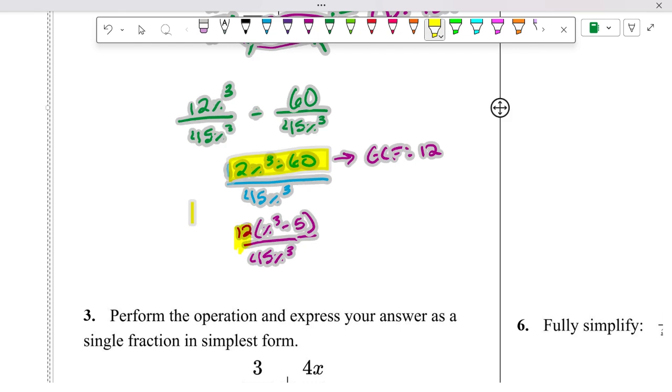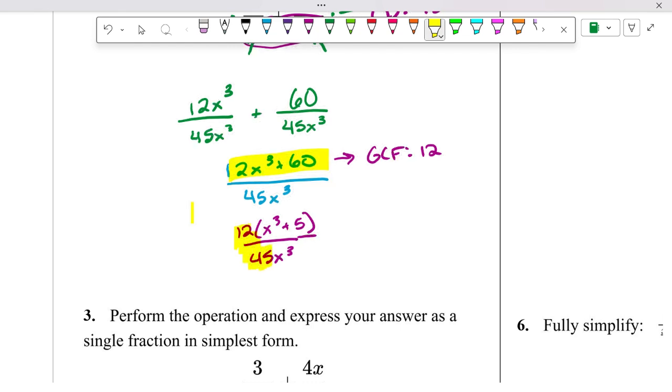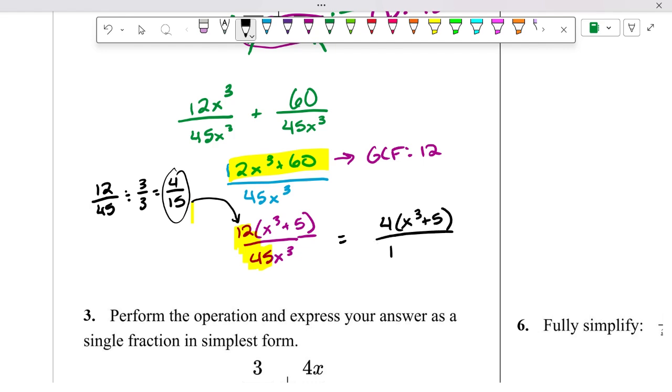Right. We can simplify 12 over 45. So if it helps, write it as a separate fraction. And like Dylan said, you can divide it by 3 over 3, and that'll give you 4 over 15. So we're going to take this 4 over 15 and replace the 12 over 45 with it. So this will be 4 times x cubed plus 5 over 15x cubed. And since there's no way we can cross out anything else because there's either pluses with it or they're just simplified completely, we're done.